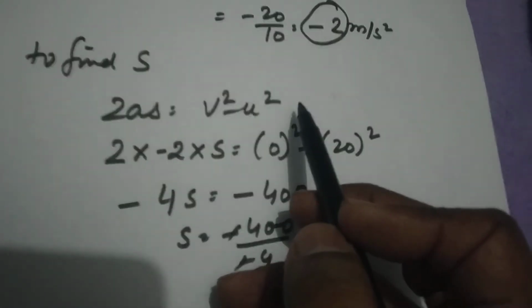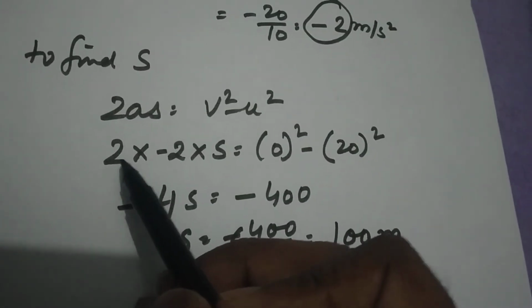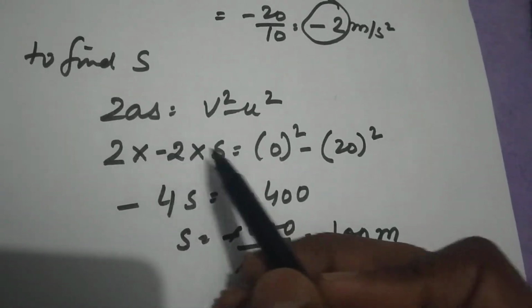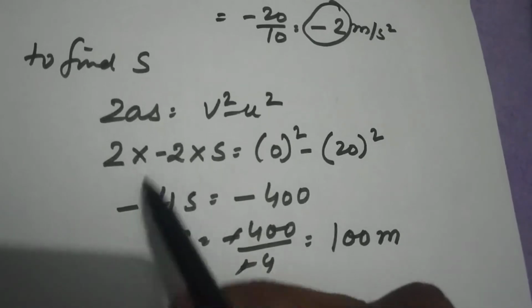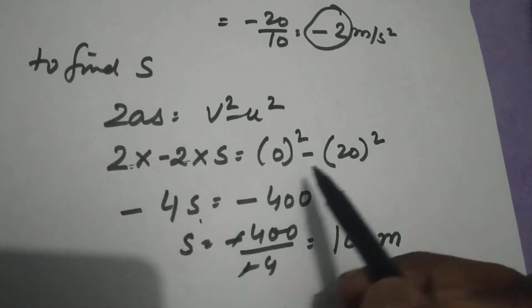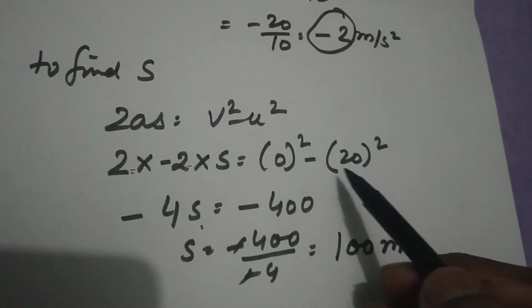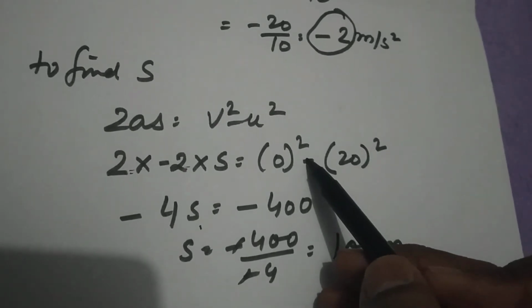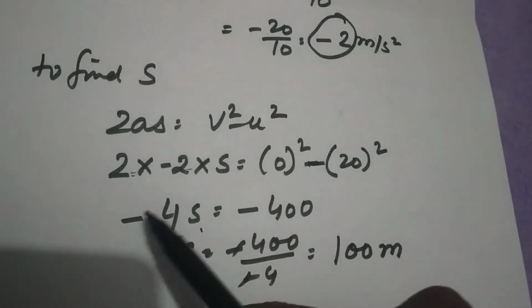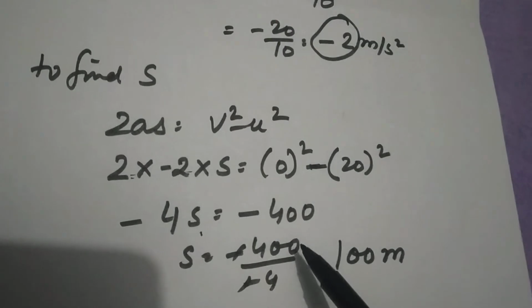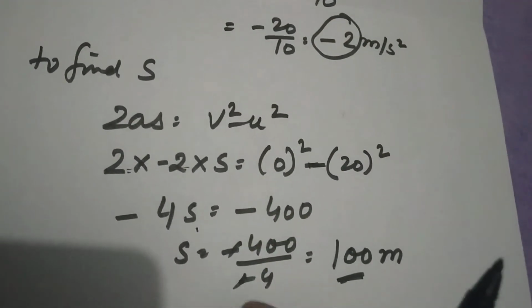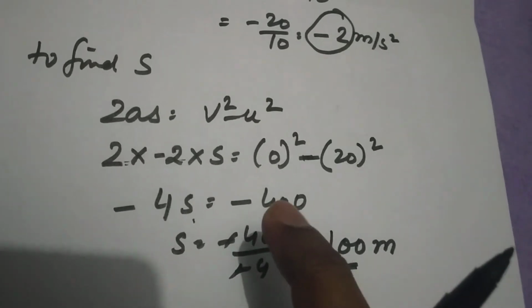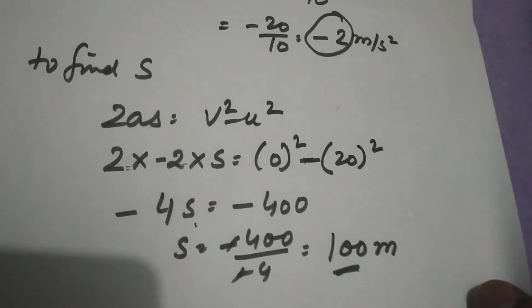And again to find the s, we are using the third equation. 2as is equal to v square minus u square. 2, what is a? Minus 2 s. v is 0 minus u, 20 square. Multiplying, minus 4s. This becomes 0, so no value. 20 square, minus is there, so minus 400. Minus minus gets cancelled. s is equal to 400 by 4. What answer do you get? 100. Practice them. At least observe the calculation 2 or 3 times. Try to do it yourself.